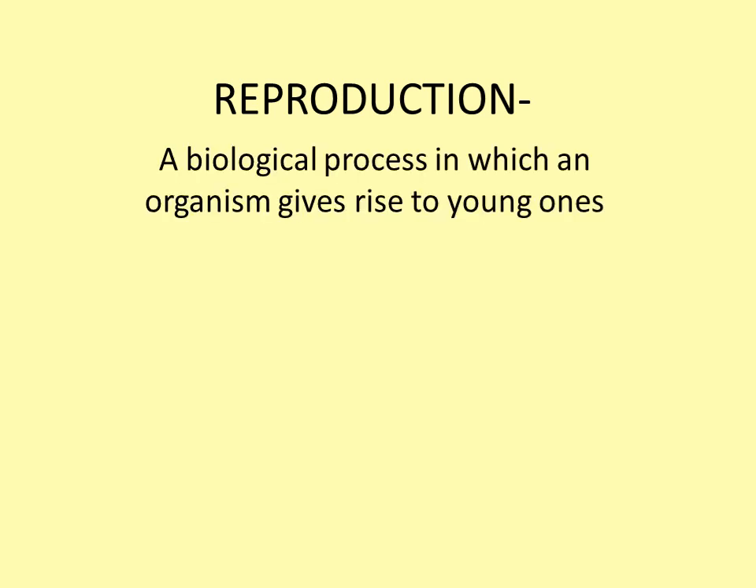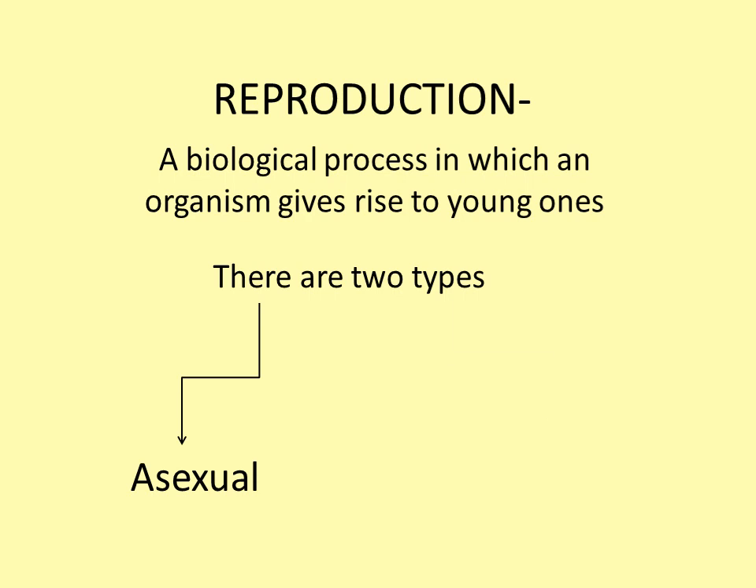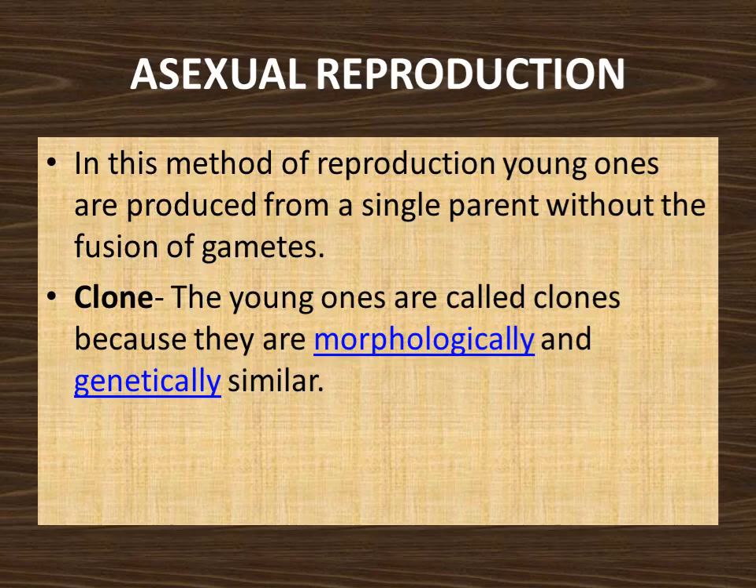Reproduction is a biological process in which an organism gives rise to young ones. There are two types: asexual, sexual. What is asexual reproduction? In this method of reproduction, the young ones are produced from a single parent without the fusion of gametes. The young ones are also called clones because they are morphologically and genetically similar.